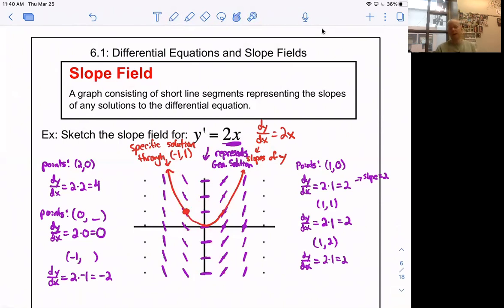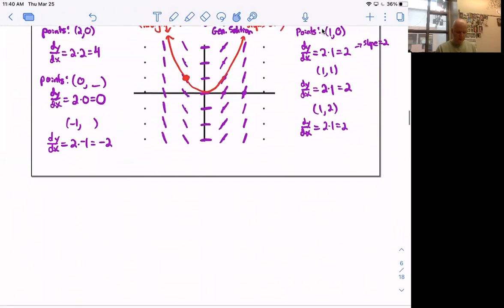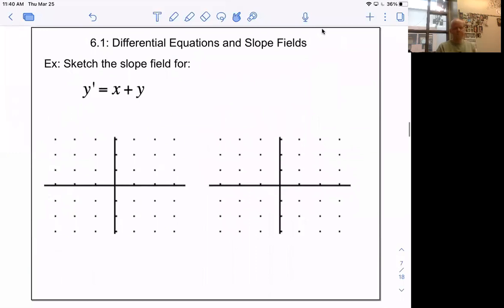All right, there's a lot of talking about one single slope field. Let's take a look at a couple more examples here, and then we'll be done. So sketch the slope field for dy/dx, or y prime, equals x plus y.